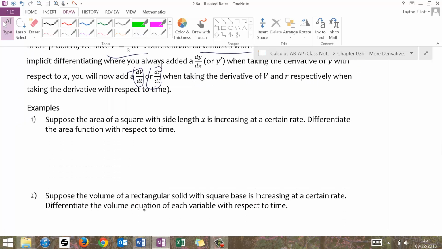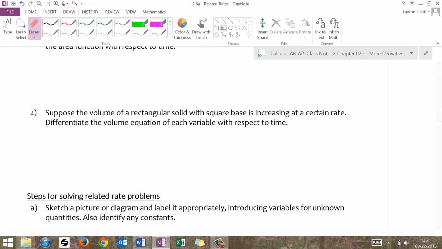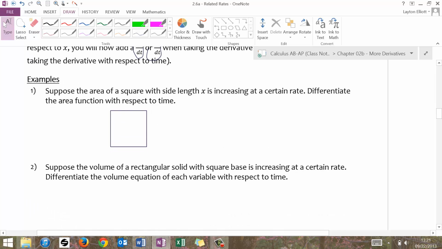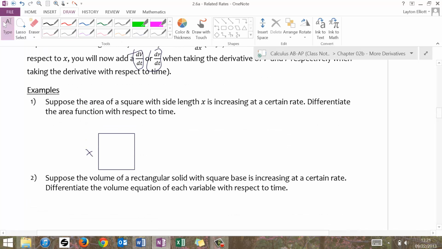Okay, next example is just some more setup. Suppose the area of a square with side length x is increasing at a certain rate. So here's a square with side length x. I'm going to throw a picture down. And we have area. So area is equal to x squared, and differentiating the area function with respect to time means dA/dt equals 2x dx/dt.